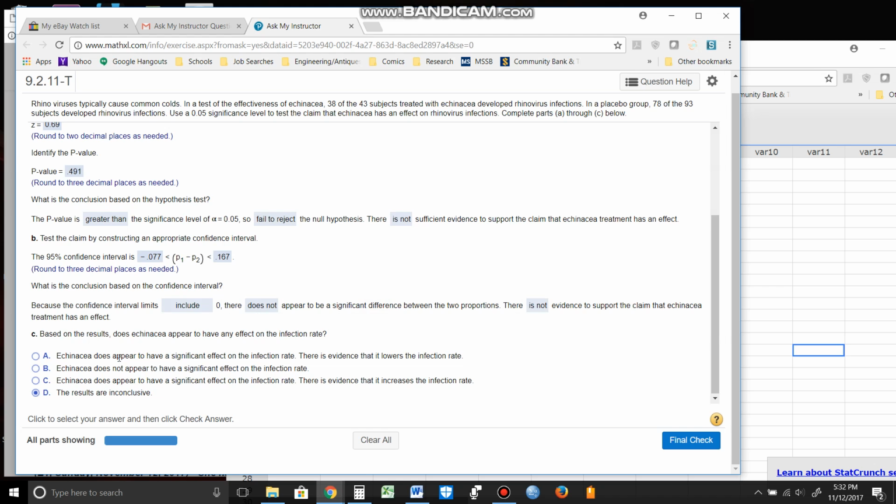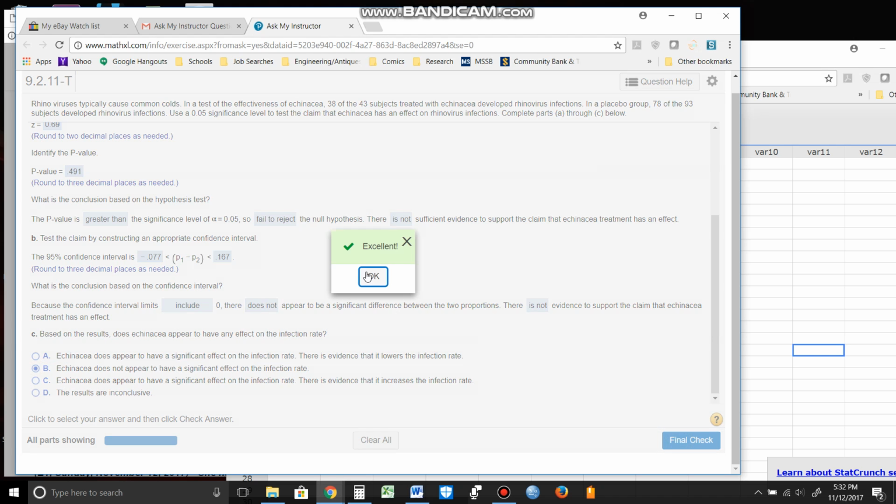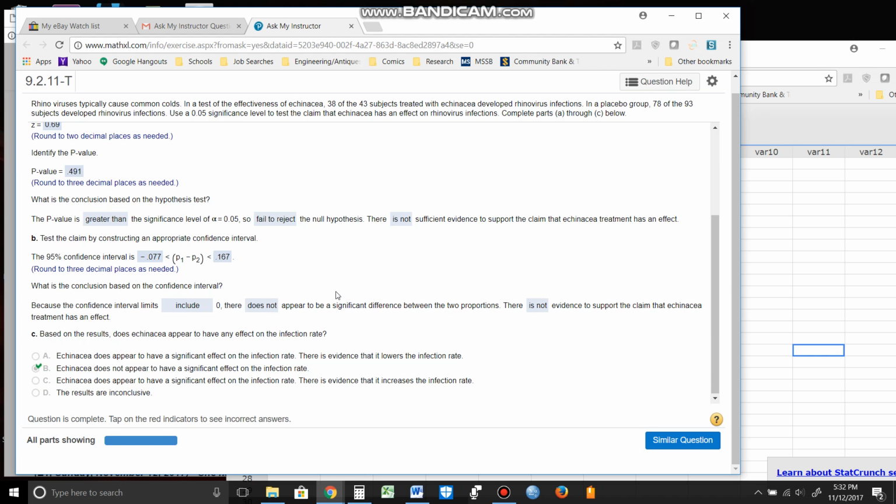So therefore, I'm going to probably say does not appear to have a significant effect would be my next best choice, and that's because the proportions did not change. But I would probably want to lean more toward inconclusive, simply because it's a more conservative response. But the answer to the question is going to be B.